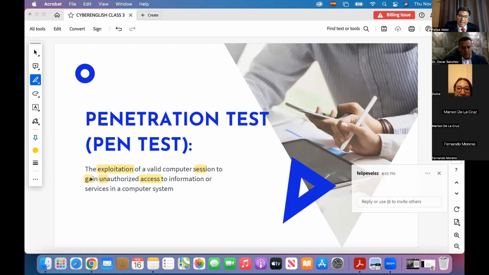Remember, we have an A sound there. It's an A for us, but it's "ain" because it has an I sound. So we say gain. Again, gain. To gain unauthorized access to information or services in a computer system. Very good. Oscar, elaborate. Penetration test.